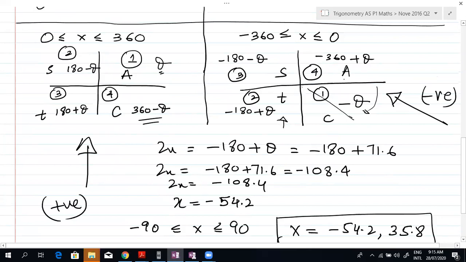The angles remain the same. So it's still A, S, T, C. The only thing that has changed is this has become the first quadrant now. This is the second, third, and then fourth. So it's clockwise in this case and anti-clockwise in this case. So that was November 2016, question number 2.